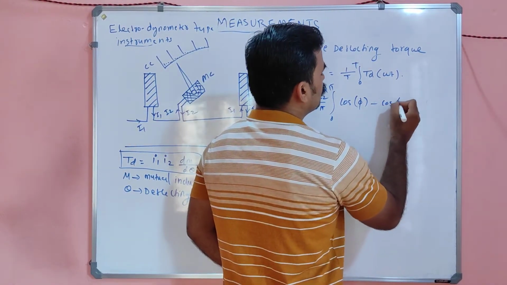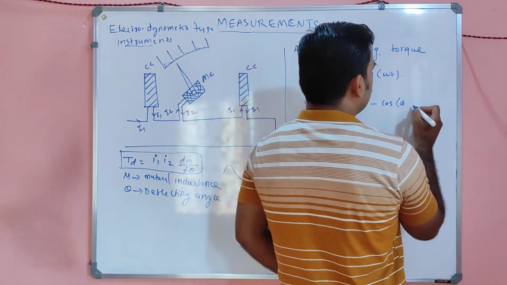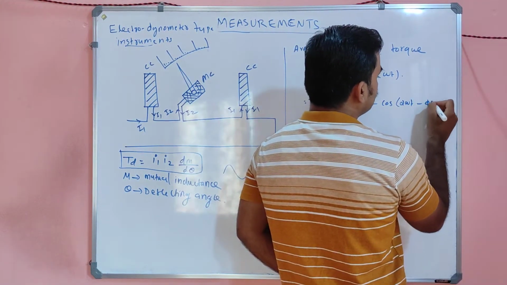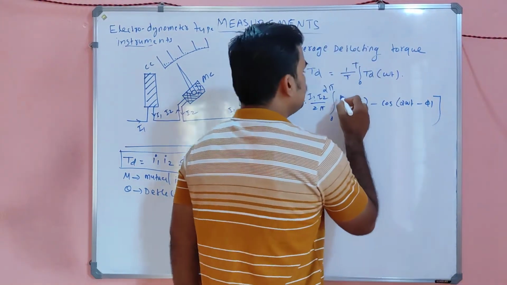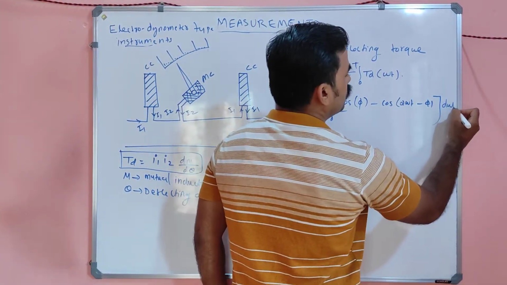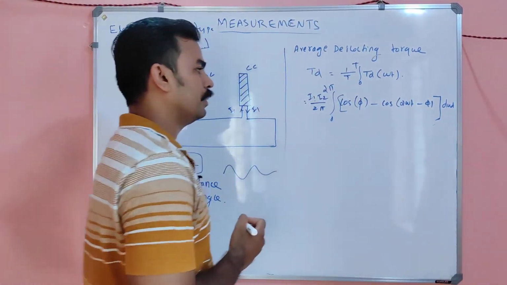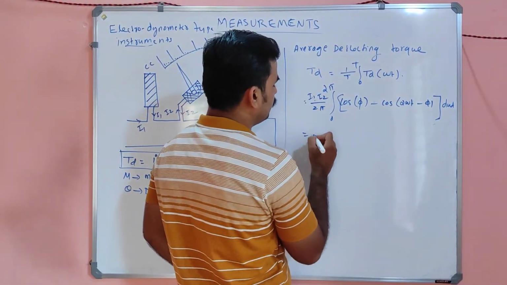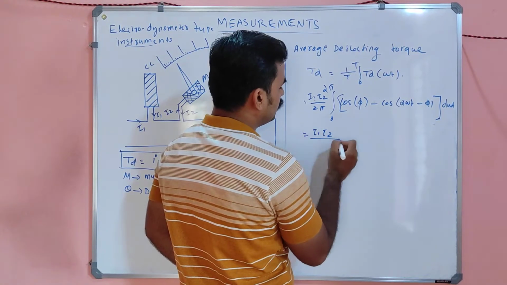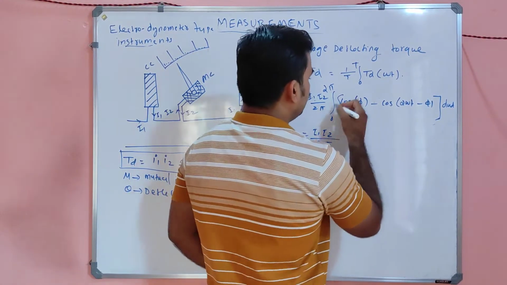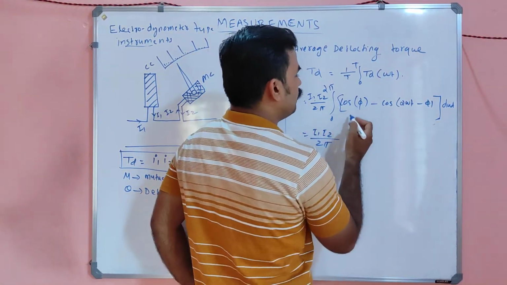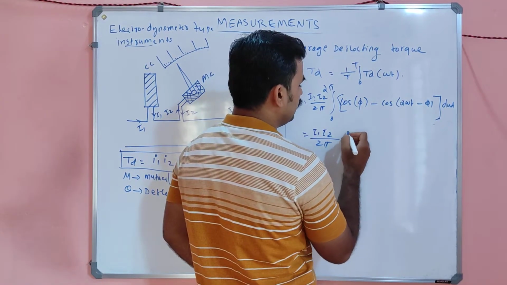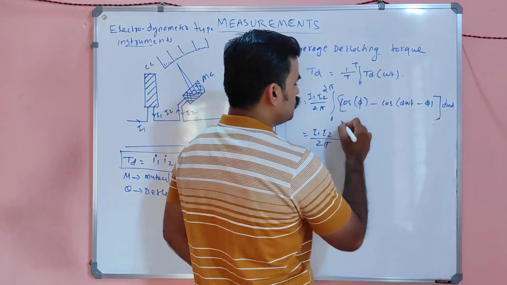Minus cos A plus B, that is 2 omega t minus phi. This integration is with respect to d omega t. Okay, my dears, so it will become I1 I2 divided by 2 pi into the integration of cos phi from 0 to 2 pi. Cos phi is a constant, so you can take it outside. So I can split this integration into two parts.